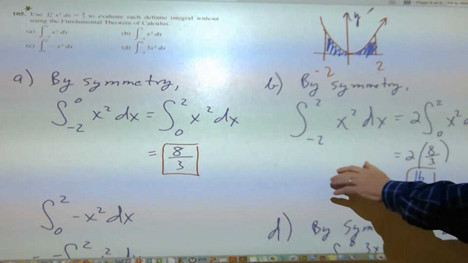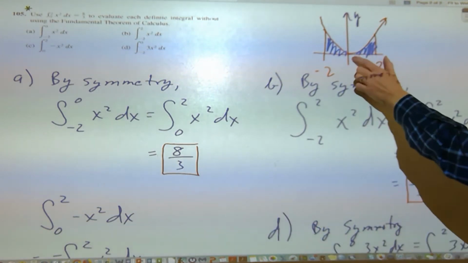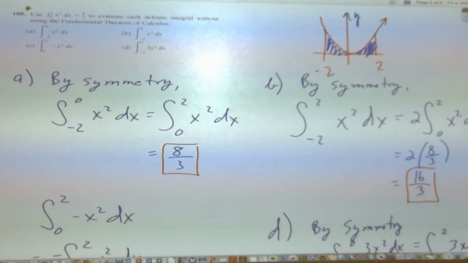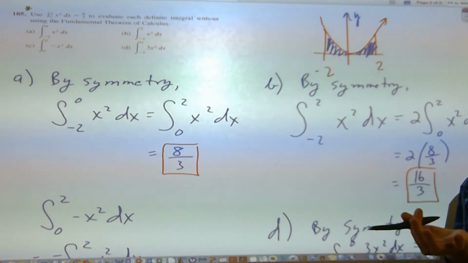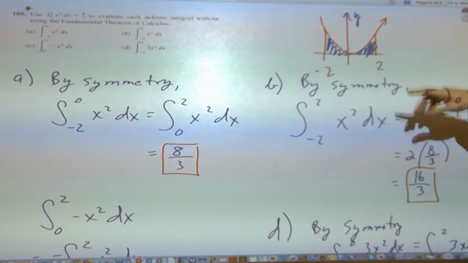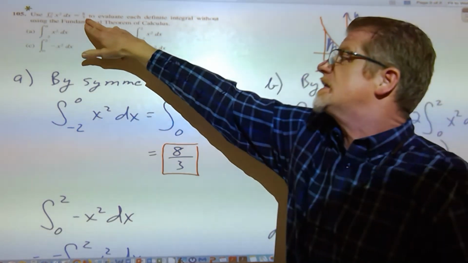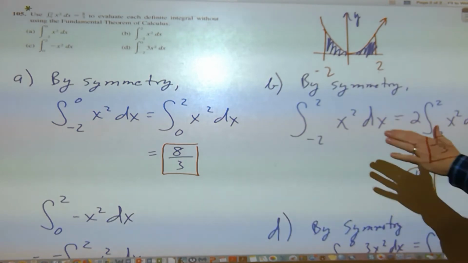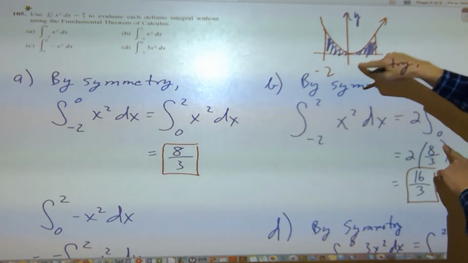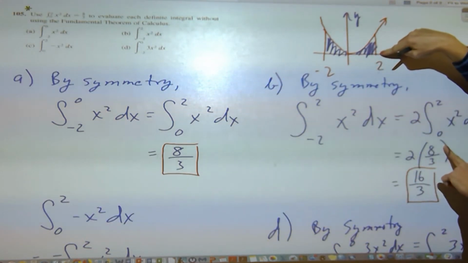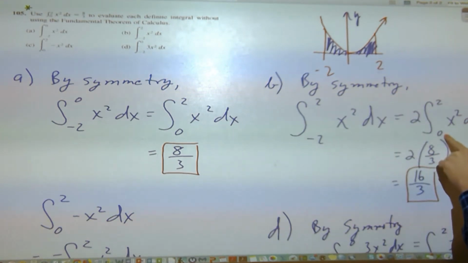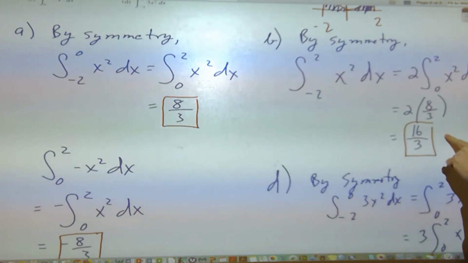How about from -2 to 2? Well, from -2 to 2, that's just two of the 0 to 2's. So that's why, by symmetry, we're not even using any special properties of calculus. We're just looking at it. This area from 0 to 2, which is given as 8/3 and could easily be calculated using the evaluation theorem, it's just the same thing as two of the 0 to 2's. This problem is designed to train you to prefer zeros as limits of integration whenever possible.